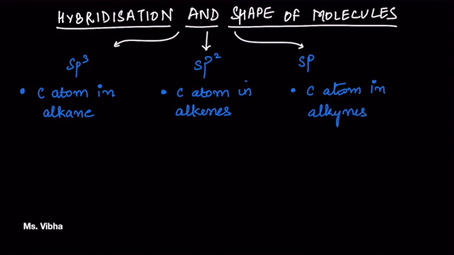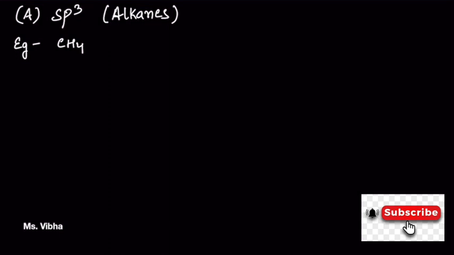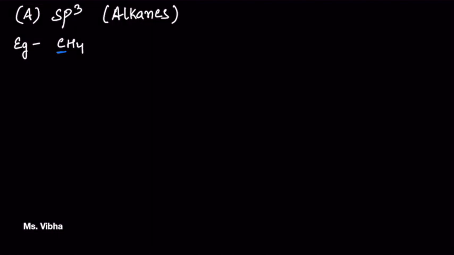One by one we will be discussing in detail how the hybridization and the shape of the molecule can be determined. Just as discussed right now, sp3 hybridization is found in alkanes, so the simplest example we can take for alkanes is methane. Now, how do we find the hybridization? For finding out the hybridization of the central atom in any molecule, firstly we need to write the ground state electronic configuration.